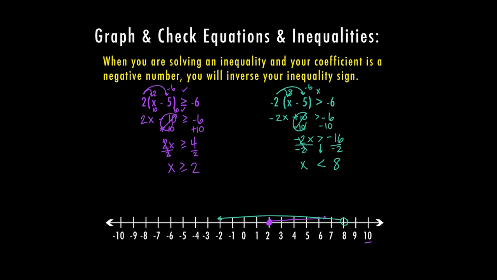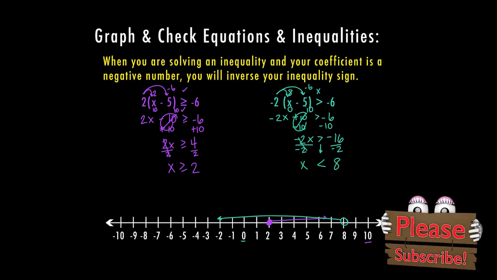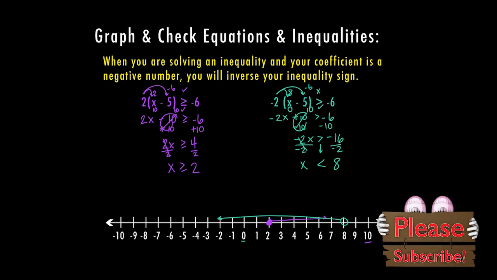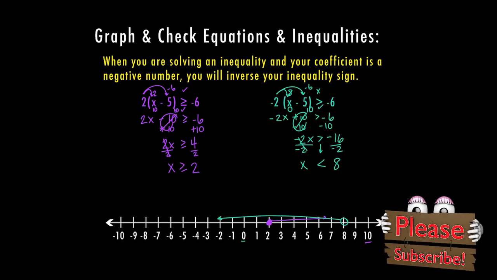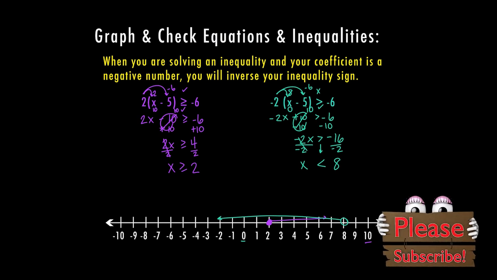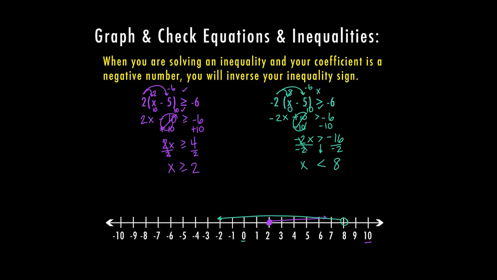So let's try a different number. Let's just go with 0. 0 is nice and easy. If I plug in a 0 here, 0 minus 5 is negative 5. Negative 5 times negative 2 is 10. And I know that 10 is greater than negative 6. So it does work if it is less than. If you wanted to go even further, you could plug in another number to check it. But I think we've plugged in enough to make sure that we know this is a true statement.